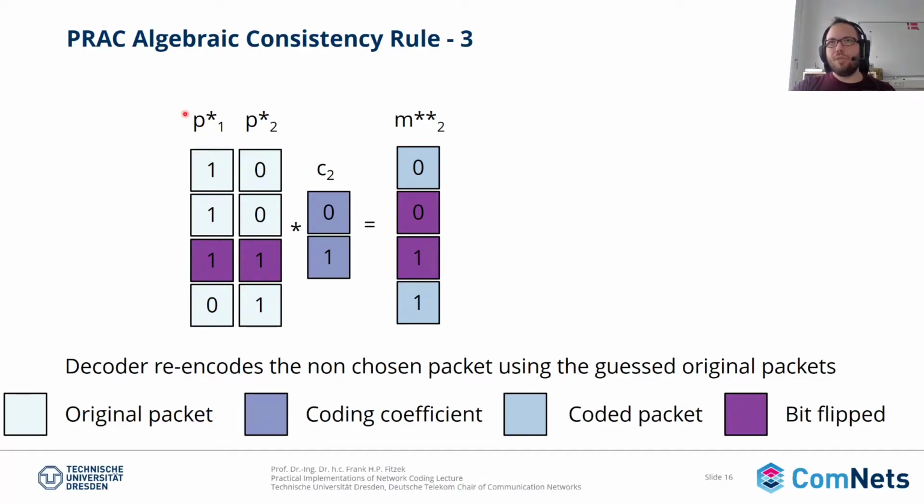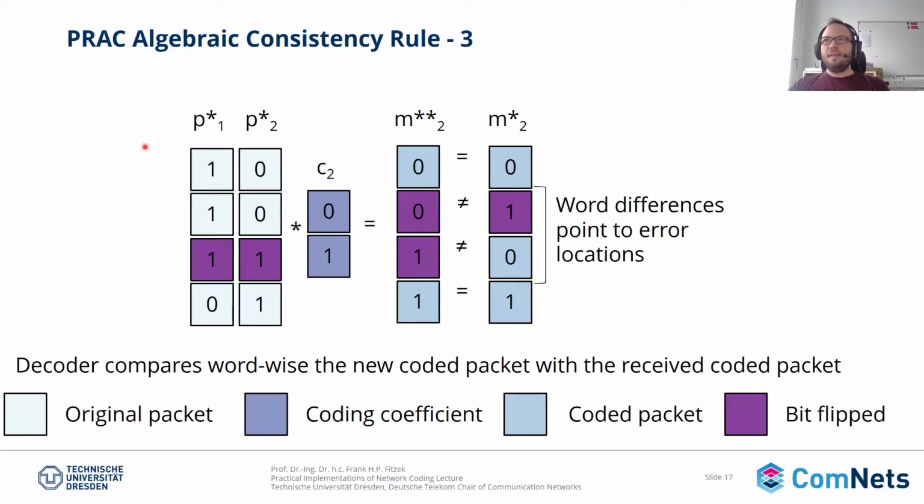So basically now, with those packets that we decoded, we will encode again, as if we were a network coding encoder, we will encode M2 again. In this case, we will call it M2** because this is produced with different packets that were decoded by this PRAC decoder. And then we just have to compare this newly produced packet with the M2* that we obtained from the actual transmission.